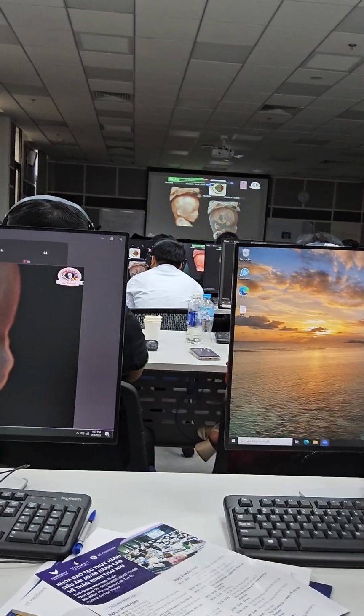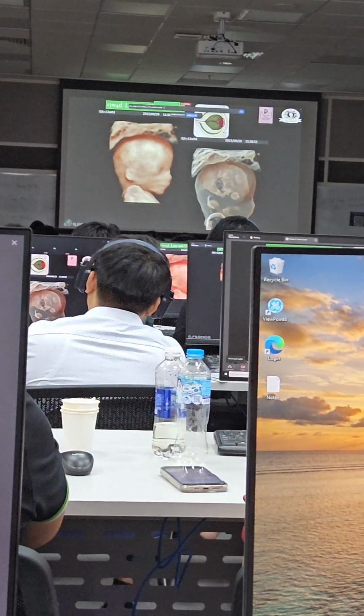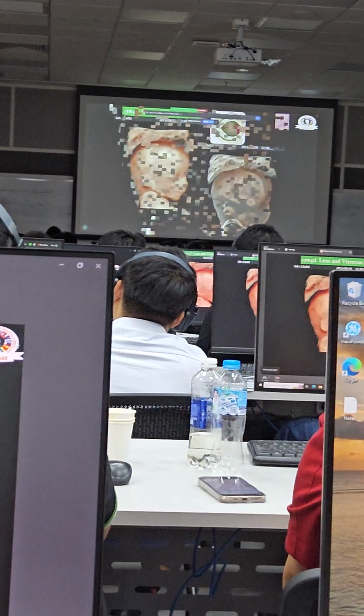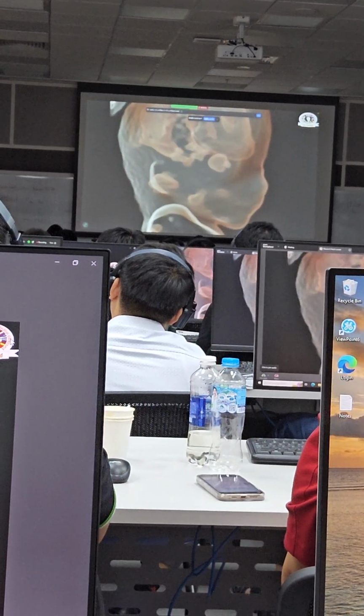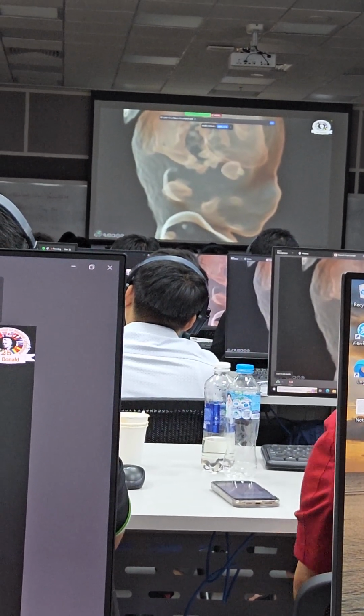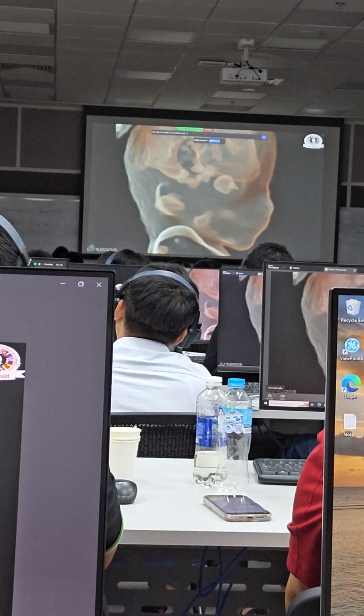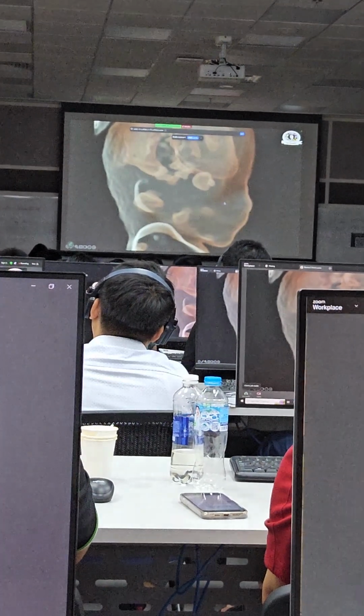Sample days. Here you can see the lens and vitreous body. And here you can see one more time, the magnified image. And you can see that this is a vitreous body and this is a lens. So you have lens, right?